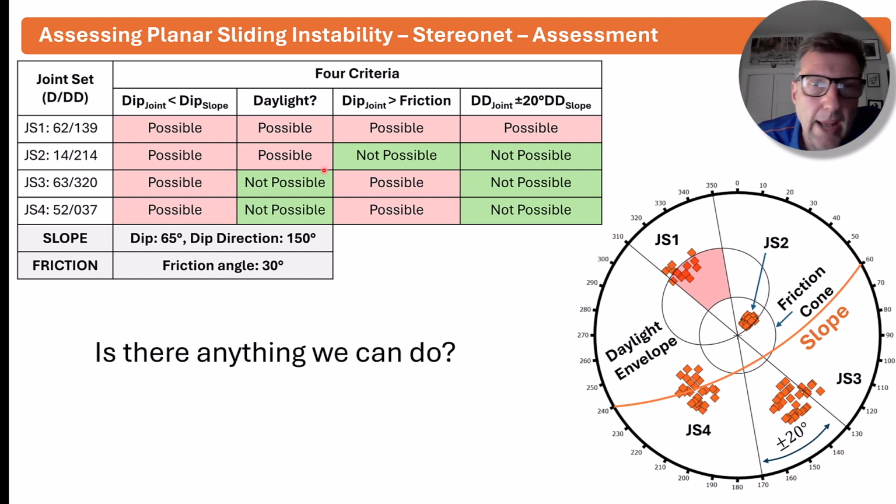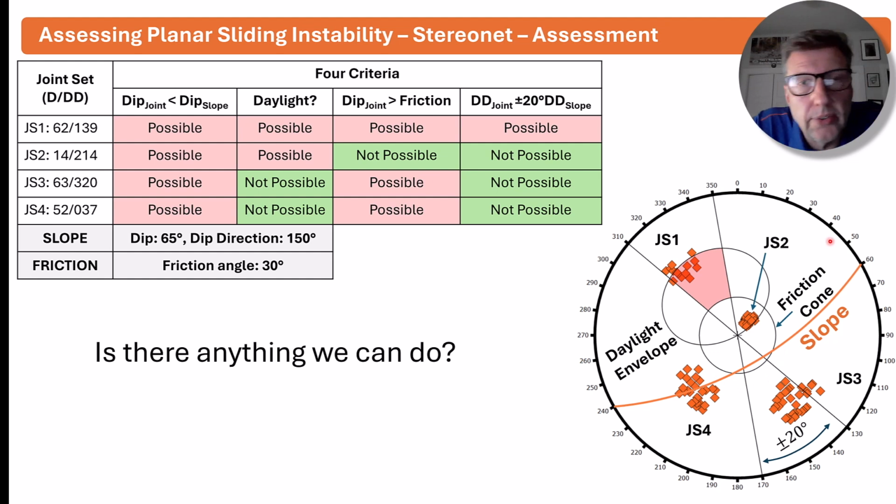Basically, here we're asking, do the poles to the planes plot within the daylight envelope? Next, is the dip of the joint greater than the friction angle? Basically, we're asking, do the poles to the planes plot within the friction cone?